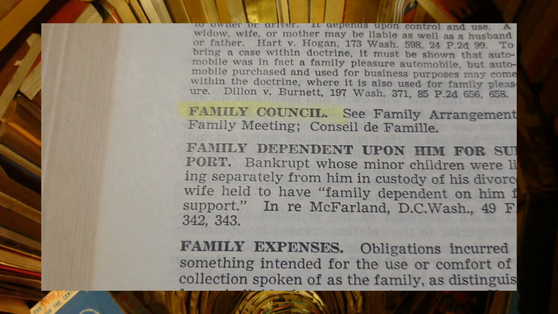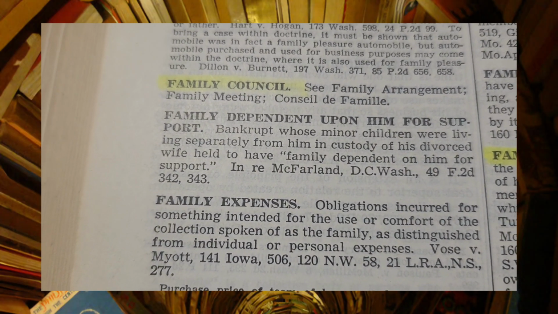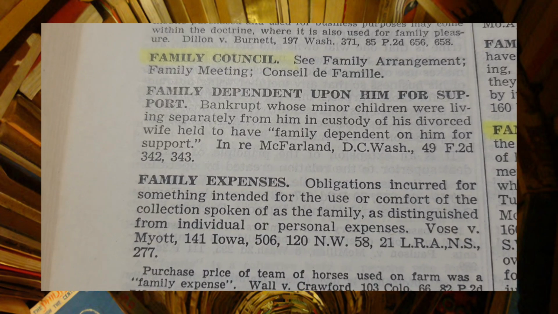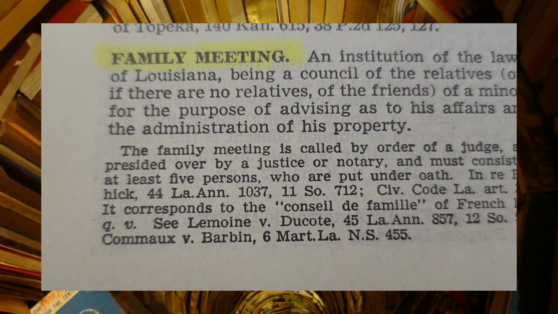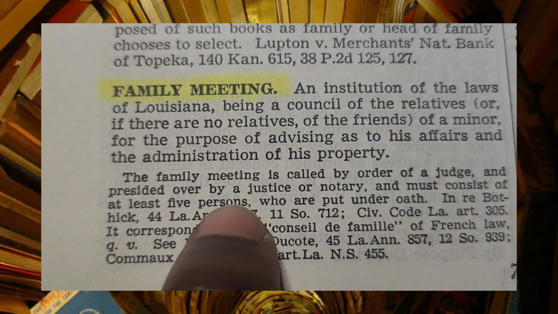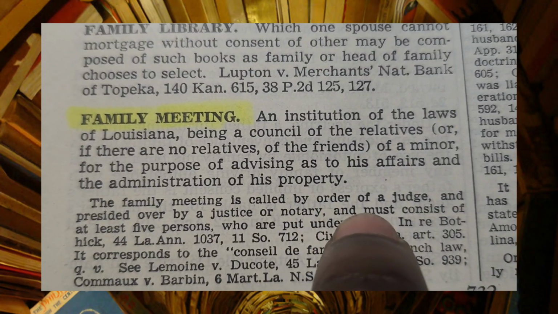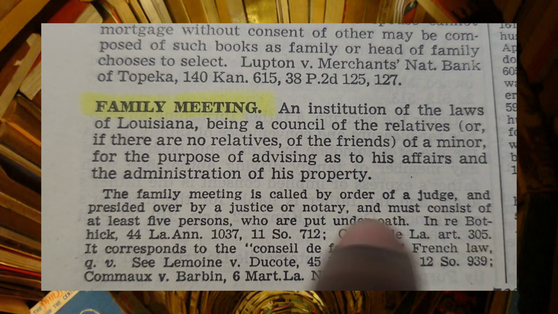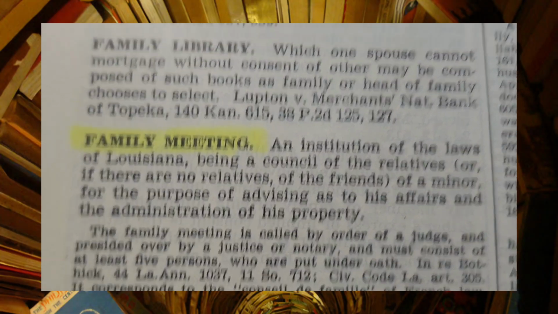Now when you go up here, that touches on it. Family council, a council of elders, a council of the wise. This is what we need. And it also says, I want to read down here, go back really fast. It says at least 5 persons, natural persons, all right? It says a family meeting is called by order of a judge and presided over by a justice or notary. It must consist of at least 5, and they're put under oath, right?